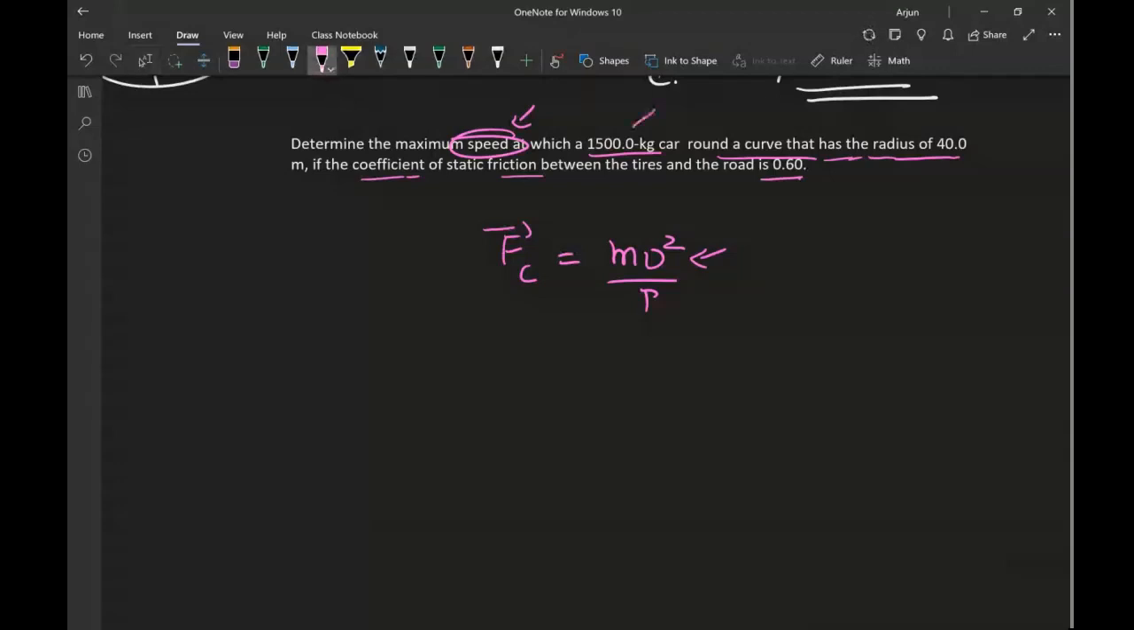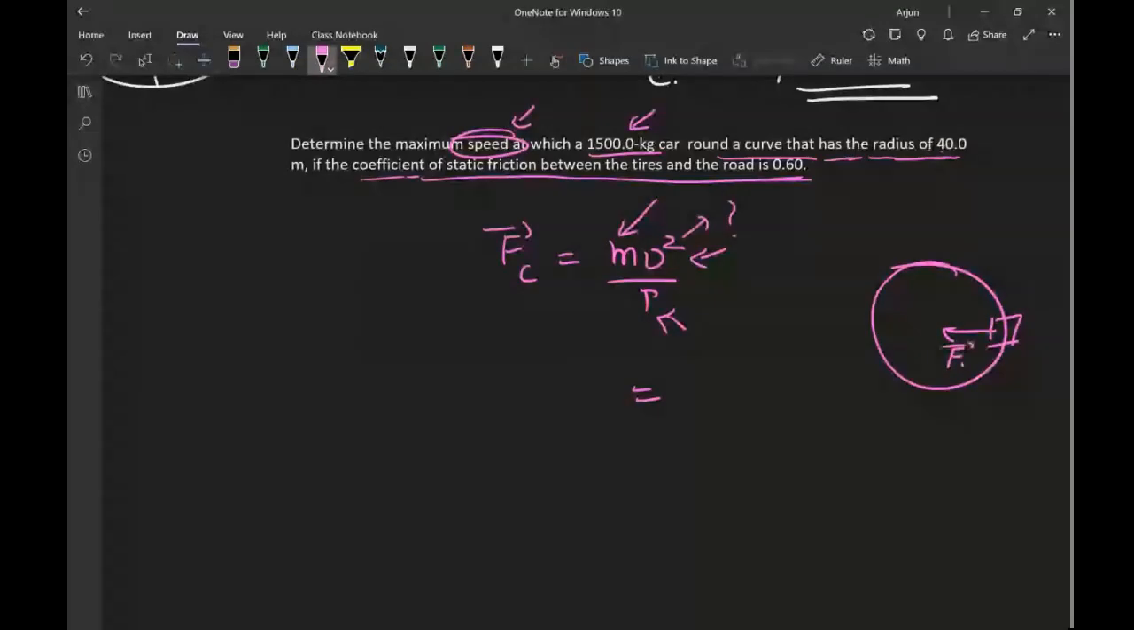And then this is a 1500 kg car. So the mass is given to me, and the radius is also given to me, and this is what I'm looking for. Coefficient of static friction is given to me. So the car is moving in a circular track. What's going to prevent it from sliding away from its path? That is the frictional force, force of friction.